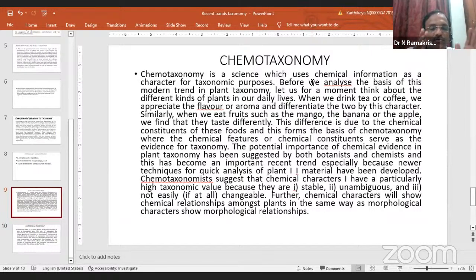Monopodial means the plant comes from only one axis. Sometimes so many branches are coming, so that is often sympodial. Monopodial, like Cananga odorata, Polyalthia, where one branch, one axis. Many branches, we call sympodial. The leaves are alternate.